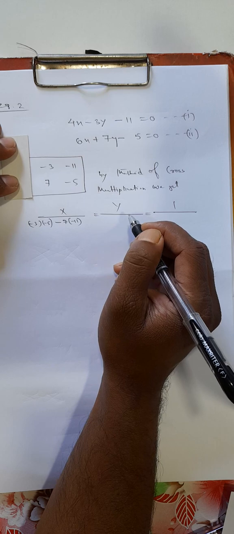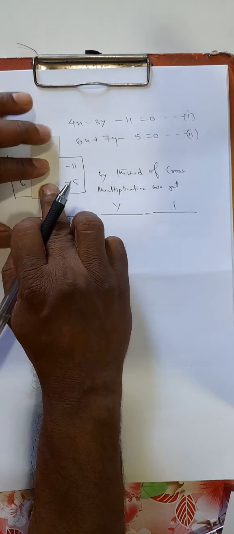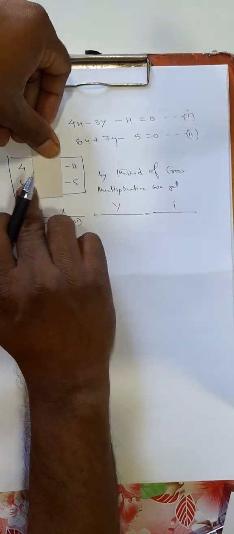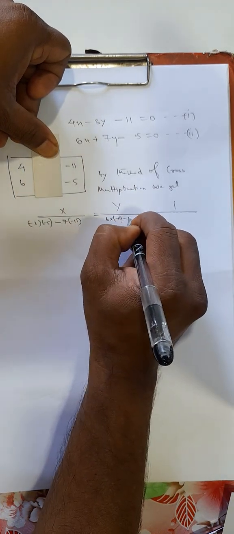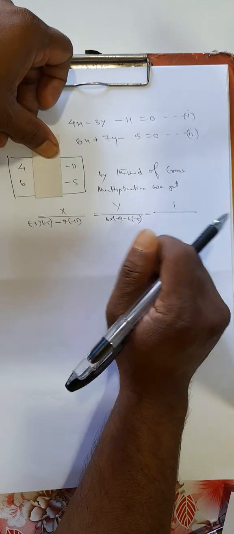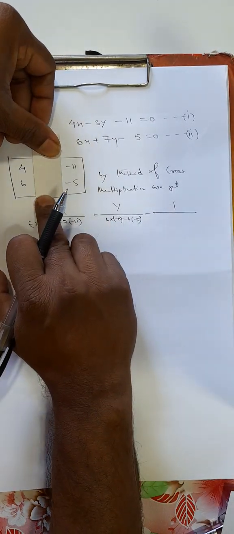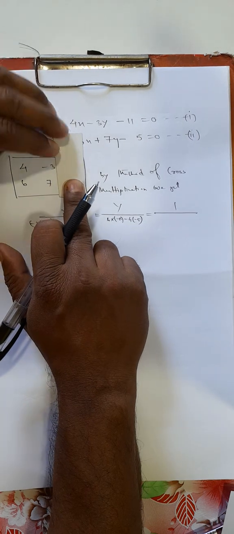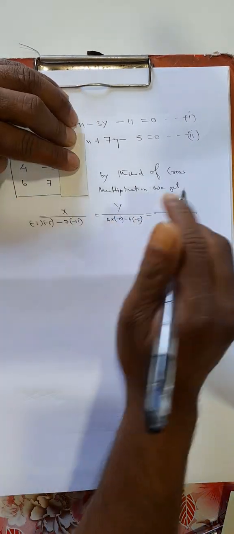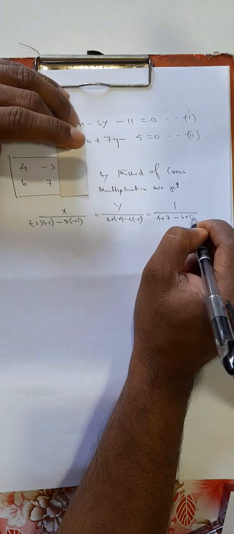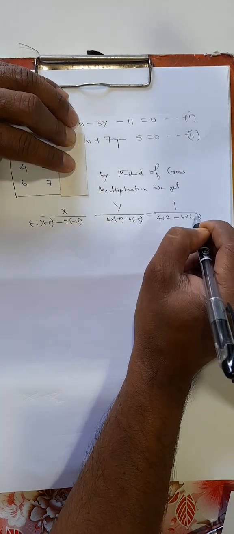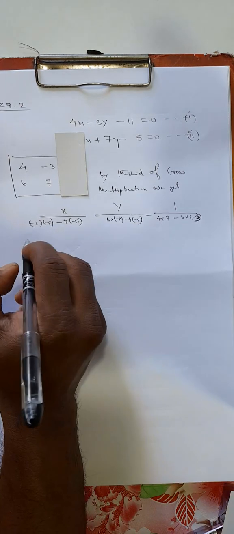Then you find the denominator of y, hide the coefficients of y. Here you multiply from the bottom side, 6 into minus 11 minus 4 into minus 5. When you find the denominator of 1, you hide the constant terms. Now you multiply from the top side, 4 into 7 minus 6 into minus 3. So let us simplify this.